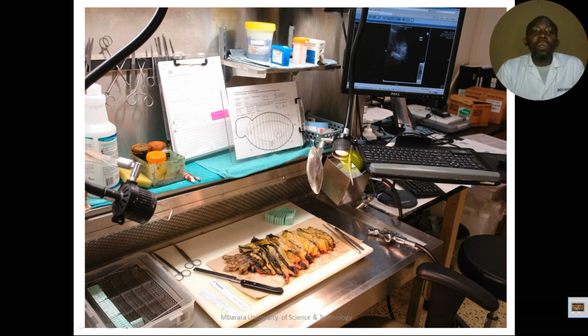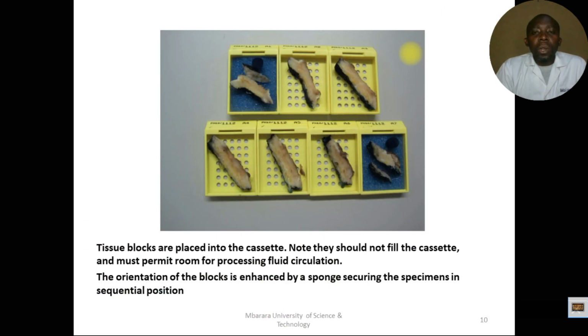Yeah, some stations are also equipped with cameras, and these cameras will capture the image in real state as it appears, and then it will be displayed on the computer, like you see on the monitor there. So some grossing stations are that advanced. So now here we are looking at some tissue which have been cut out during the process of grossing.